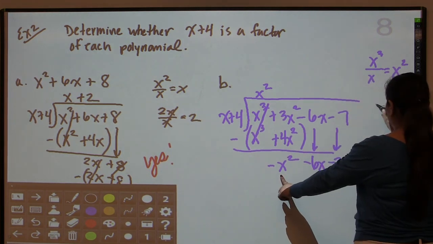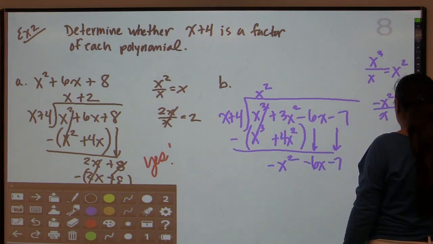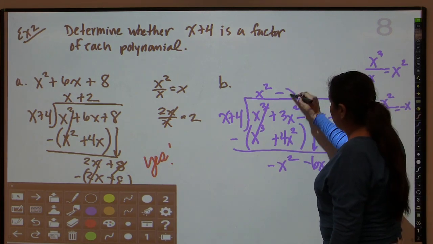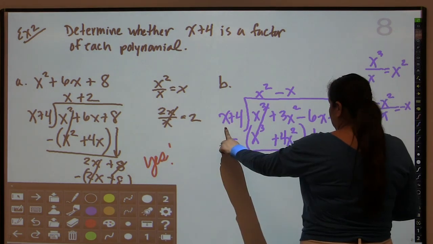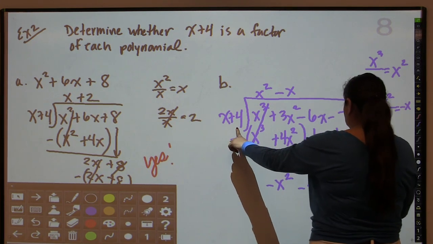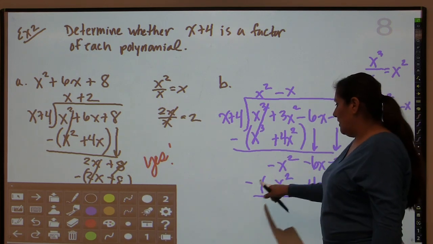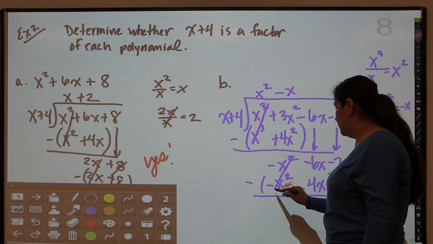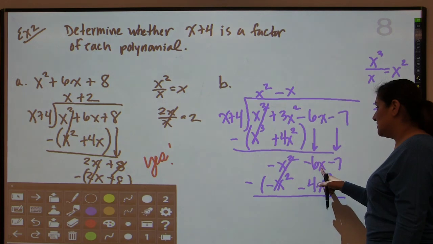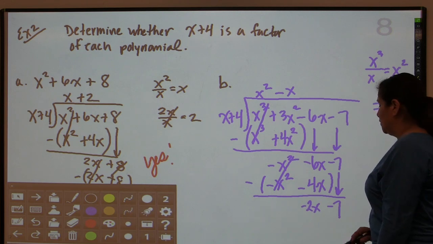And now we take our negative x squared, divide by x, and now I'm going to get negative x. And so negative x goes up here. Negative x times x is negative x squared. Negative x times 4 is negative 4x. Subtract. A negative x squared and 2 negatives makes a positive x squared. They cancel. A negative 6x and 2 negatives here make a positive 4x. So negative 6x plus 4x is negative 2x. And of course, you bring down your negative 7, and we do it again.